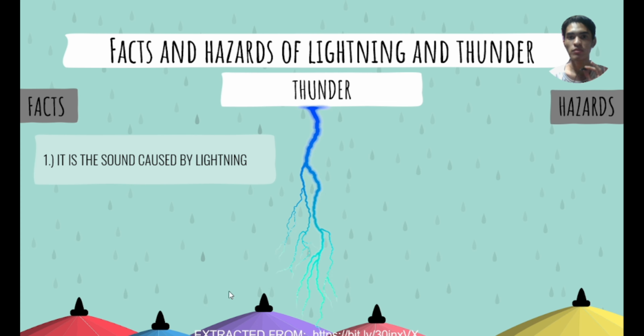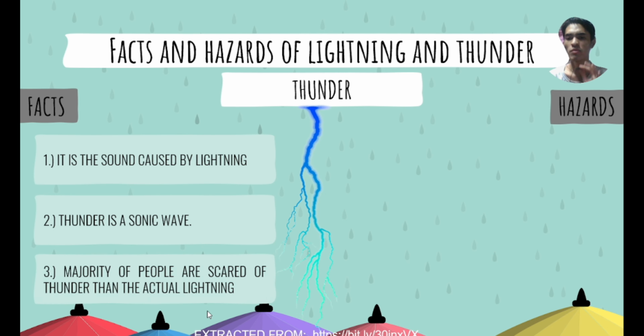The intense heat from lightning causes the surrounding air to rapidly expand and create a sonic wave that you hear as thunder. And the sound of thunder can be anything from a loud crack to a low rumble.